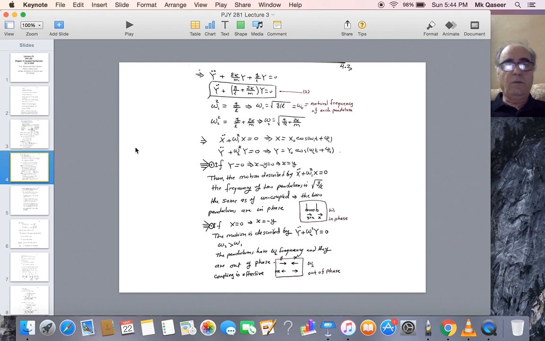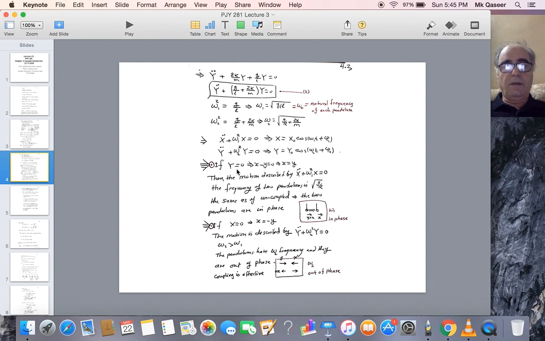So we now have two decoupled equations. We know the solution for each equation. The first equation has a frequency squared equal to g over L, which is the natural frequency of each pendulum. The second one has a frequency omega 2 equal to the square root of g over L plus 2k over m. The solution for the first equation is X capital equals X0 cosine of (omega 1 t plus phi 1). For the second, Y capital equals Y0 cosine of (omega 2 t plus phi 2).